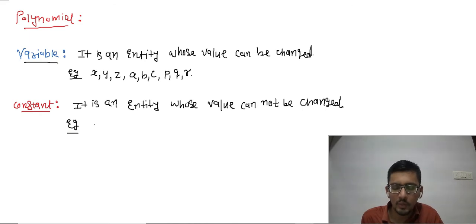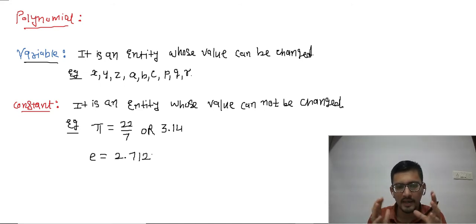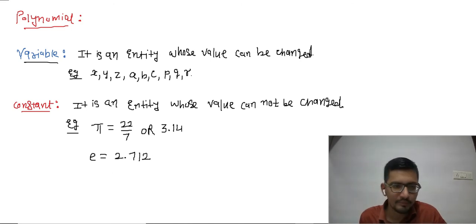What is the value of pi? 22 over 7 or 3.14. Okay, so pi you can say is a constant whose value is 22 over 7 or the approximate value is 3.14. After that you know e is also one constant whose approximate value is 2.718. Okay, so constant means it is an entity whose value can never be changed. Pi, you go anywhere in the world, it will remain 22 by 7 or 3.14 only. In that there is no doubt at all. Okay, so first of all these two small things we should know.